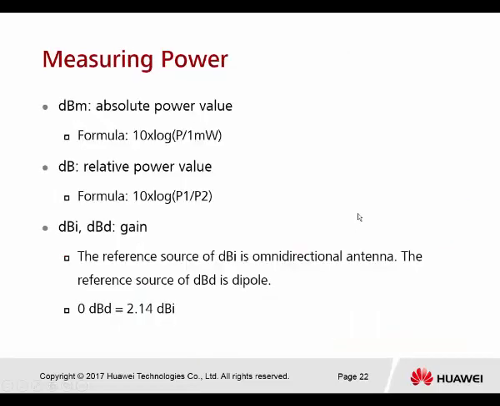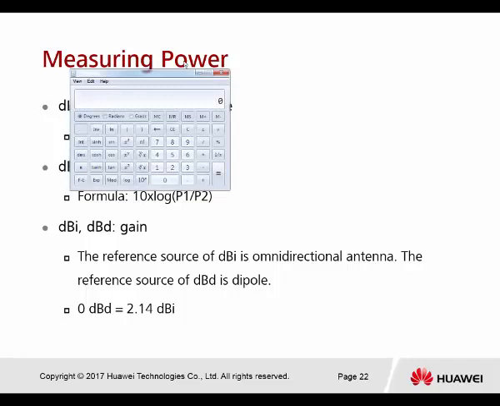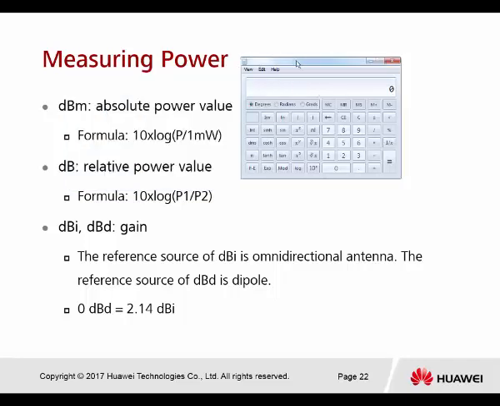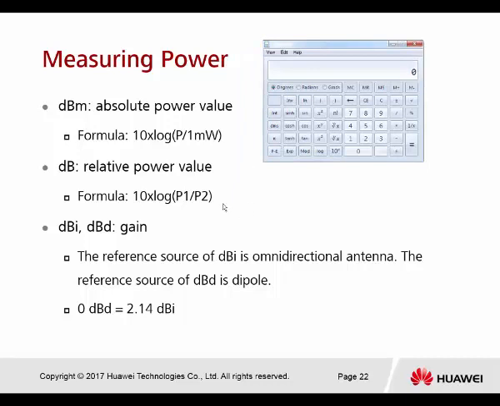And this is the measuring power. The measuring power, dBm, is an absolute power value, given by the formula 10 log of the power divided by 1 milliwatt. Maybe I can give you an example here and do the calculations, so I'm going to take out my calculator. What is the value if I use the power of 1 milliwatt? So now, 1 milliwatt is equal to how many dBm?